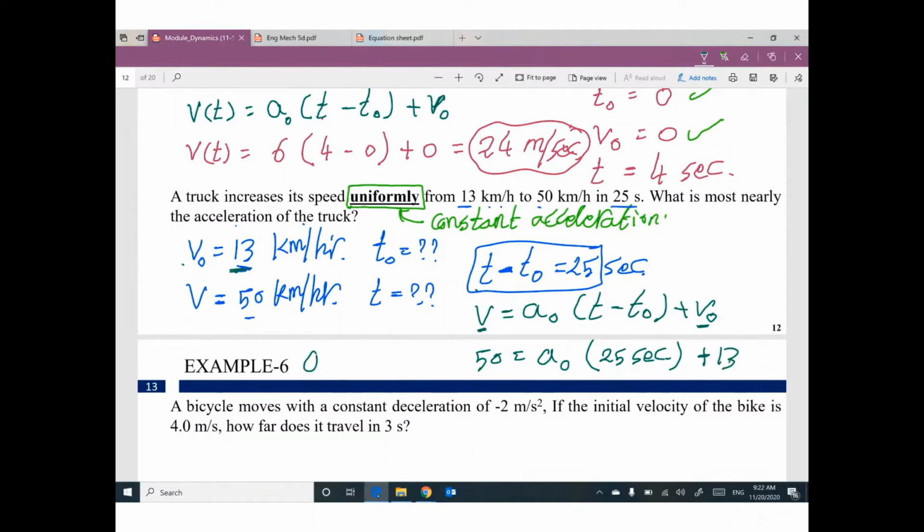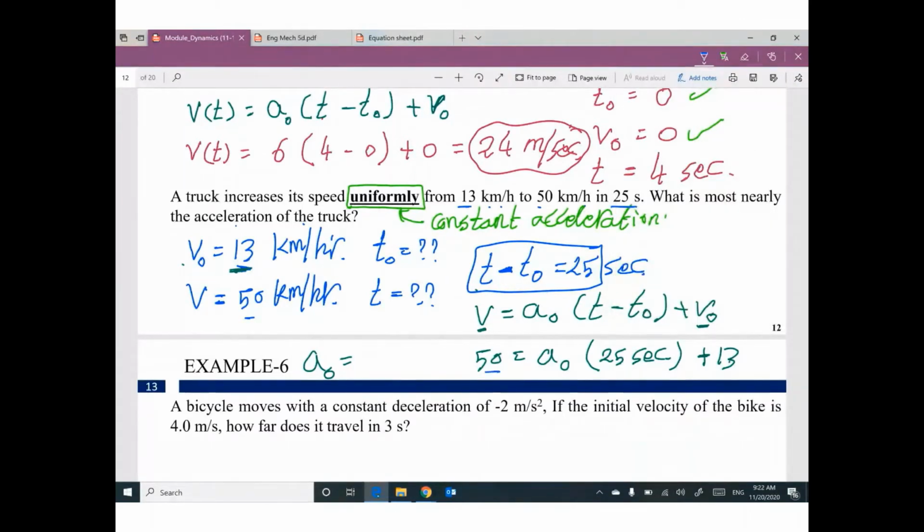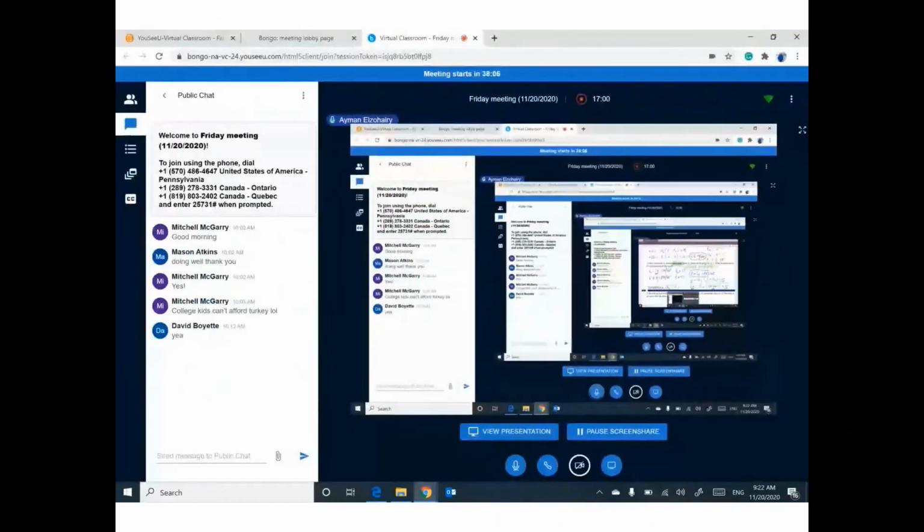I can figure out the value of a naught, but you have a big mistake here. Can you tell me what is the big mistake in this equation right now? If you get a value from these numbers, you have a mistake. What is the mistake? I need an answer. I need someone to tell me what is the mistake.